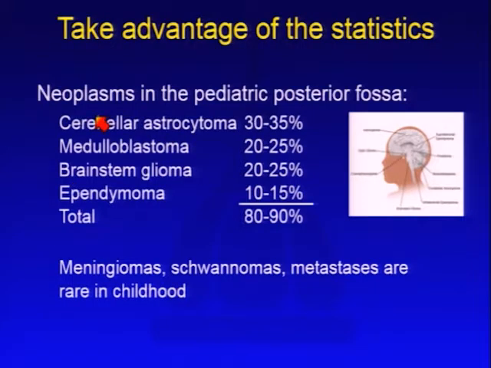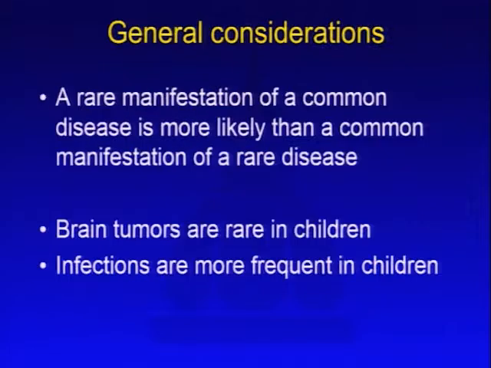And we heard this before from Tina, which tumors you see in the posterior fossa. And we know the pilocytic astrocytoma is the number 1, followed by a couple of others. And meningioma, schwannomas, metastatic disease are just very rare in children. So don't make the mistake to make the diagnosis of the most infrequent tumor as the number 1 diagnosis.